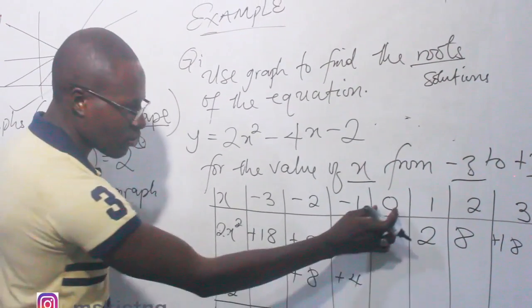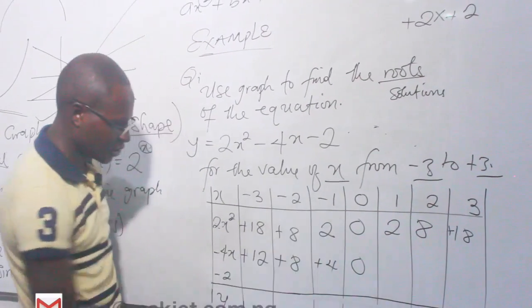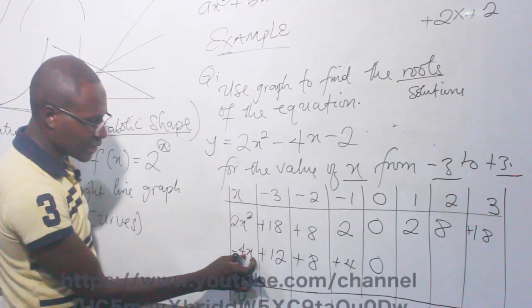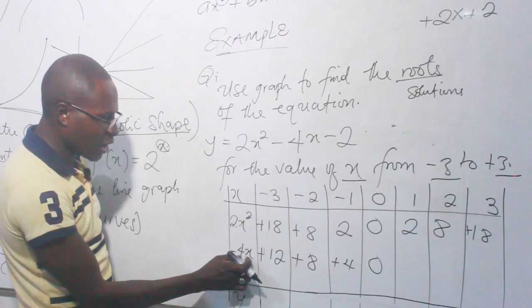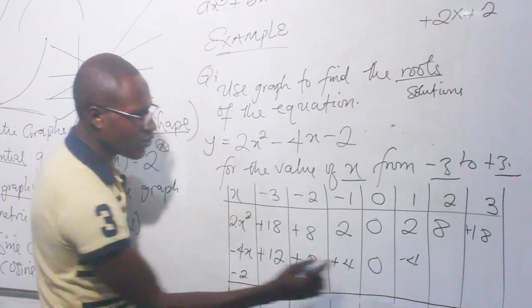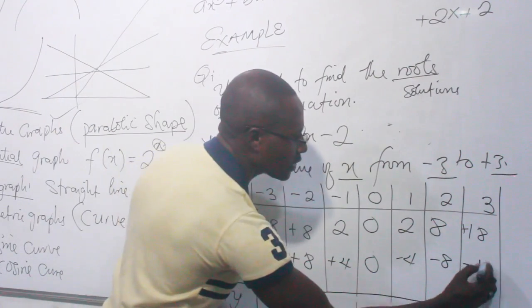And when x is 0, here we have minus 4 times 0. Of course, this is 0. And when x is 1, we substitute x with 1. Minus 4 times 1 is minus 4. When x is 2, here we have minus 8. When x is 3, here we have minus 12.